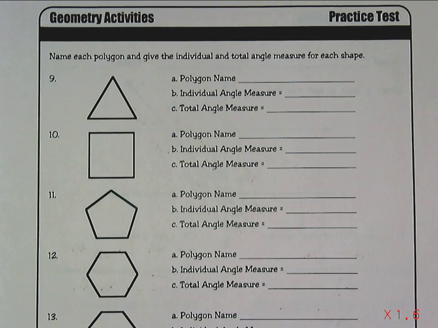So we got one more part of the practice test to look through, and that's the names and the angle measures of the different polygons. Now, polygon names have been given for many years, so we're going to go with the ones that have been given to us. It's part of learning geometry, is learning the language, and so I'm just going to go through the names first.